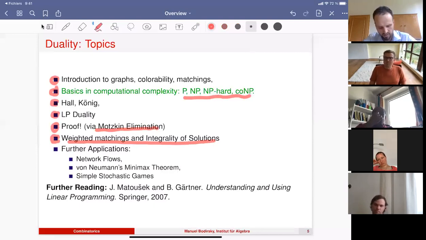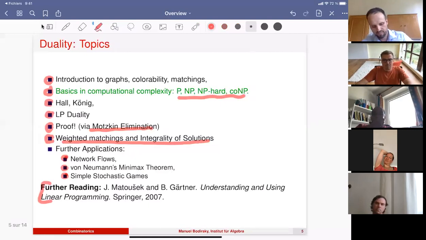So there's another topic. And then we have three applications of the theory. We'll look at network flows. We'll prove the von Neumann minimax theorem in game theory. And there are also some applications for simple stochastic games. And there is a very nice book for reading more. It's for undergraduates, very nicely written, very detailed, very intuitive, by Matoušek and Gärtner, which is sort of the background text for this chapter.